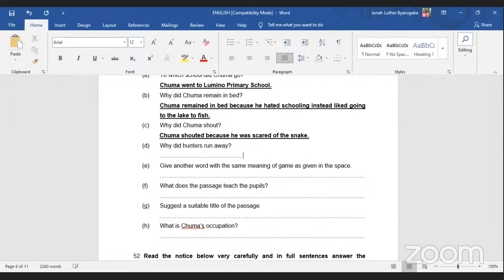Shivan. Why did the hunters run away? The hunters ran away because they feared that they had attacked the ghost of the forest. Let me just stop sharing. You know, we are learning. I want to find out whether that word is ran or run. The one with RA. Is that what you mean, Shivan? Yes, it's the one I mean.